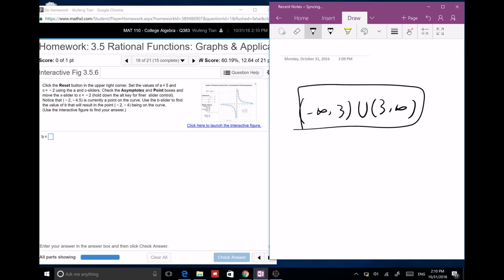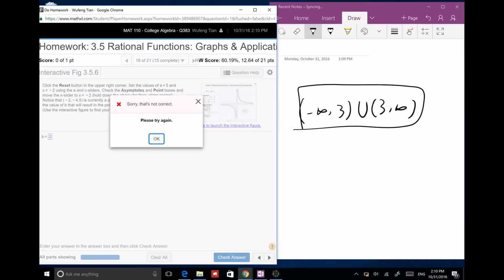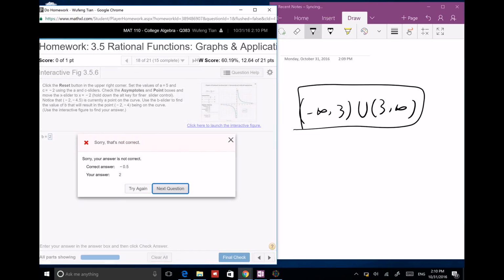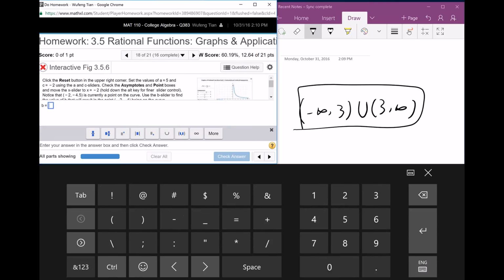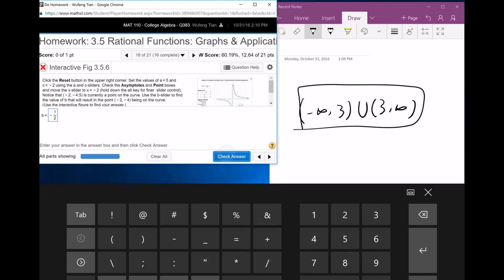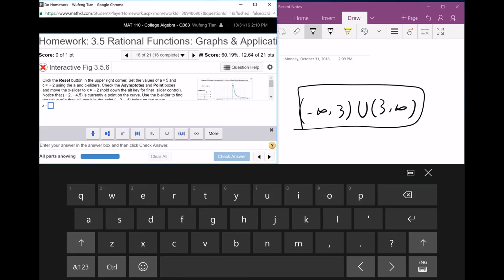A reset button sets the value of a equals 5, c equals -2. Check the asymptote box and move the x line to x equals -2. Hold the alt key. Find the slider control. Notice that it's covering the point on the curve. Find the b slider and find the value. Okay, it's very hard for me to tell, and I cannot see the picture, so you have to look at the picture. Negative, okay, it's -1/2. You just put -1/2 again. I think it's the same thing. Okay, I have to put -0.5.